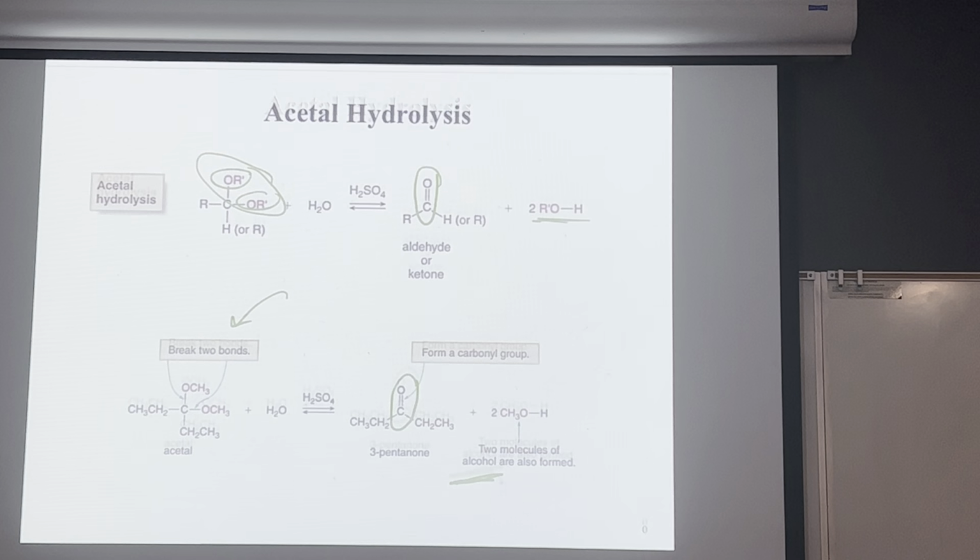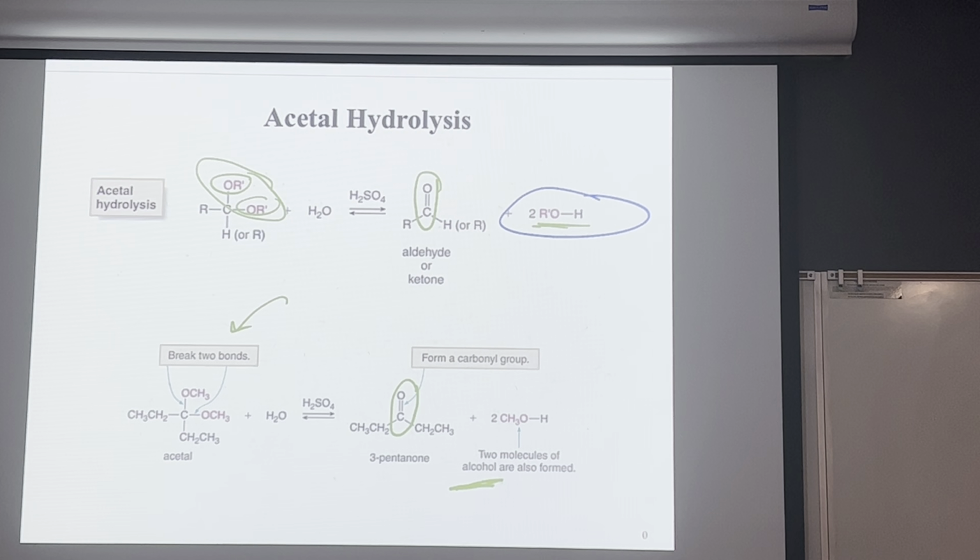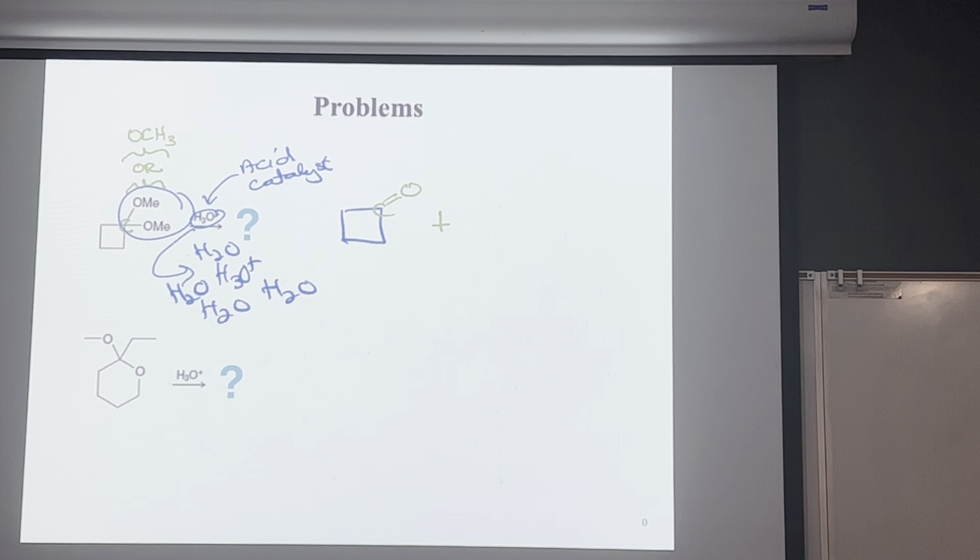CH3. You guys see how it's right there? When the ORs come off of the acetal, they pick up a hydrogen to become HOR or ROH, same thing. So what we would draw there is we would know that we would have two ROHs, but if we specifically know what R is, we want to draw that in.